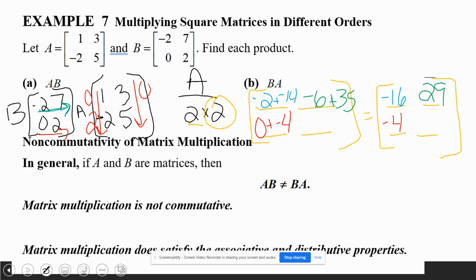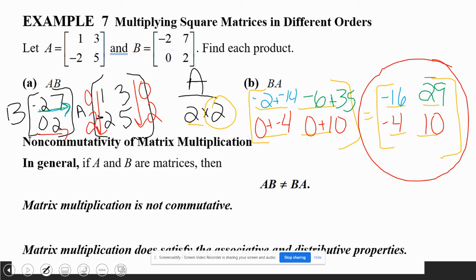Second row by the second column. 3 times 0 is 0. 5 times 2 is 10. 0 plus 10 is 10. And this is our answer matrix.